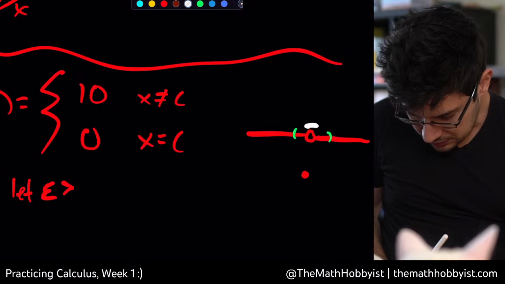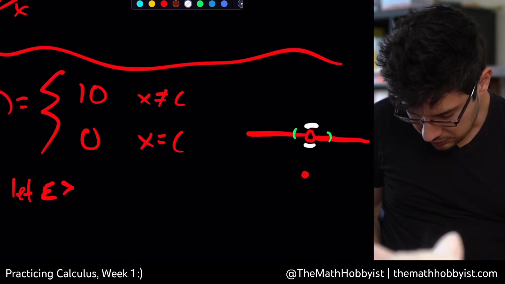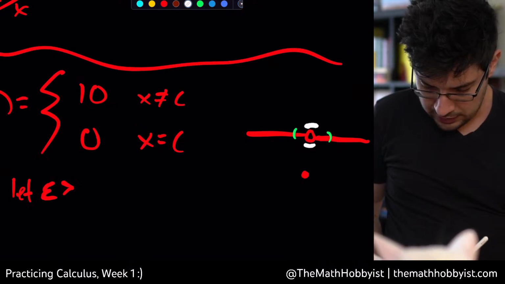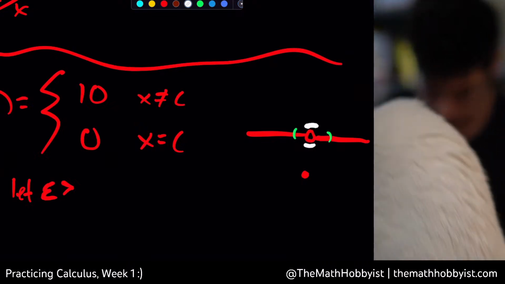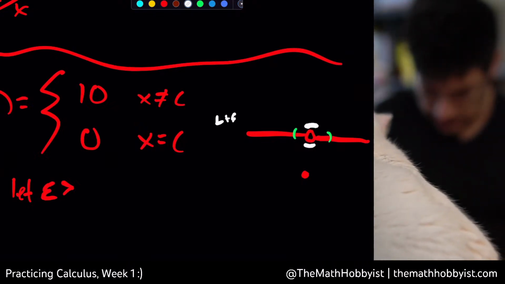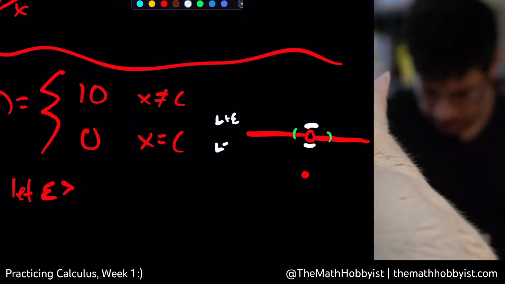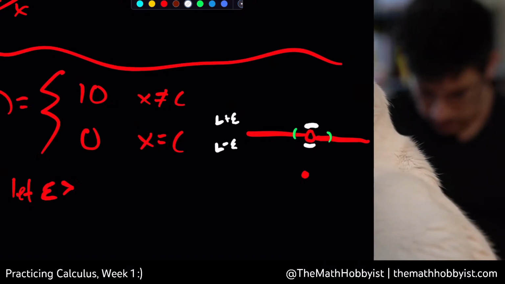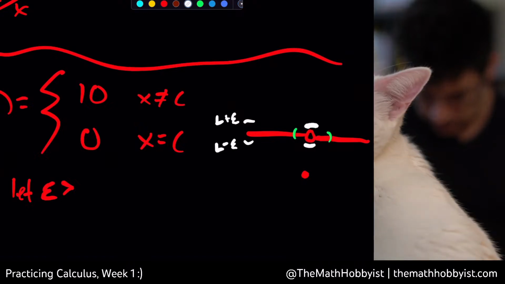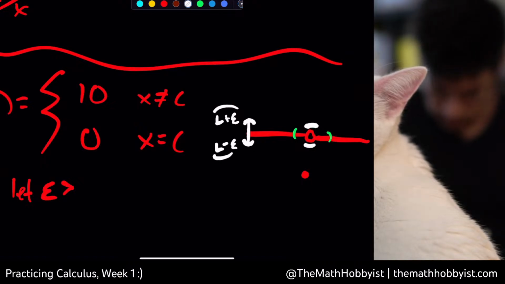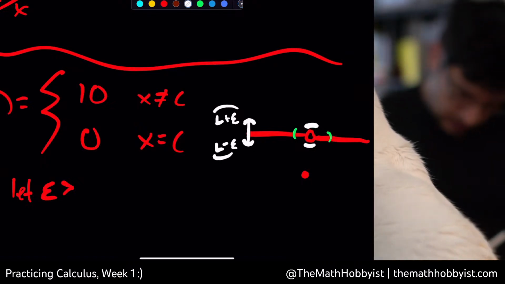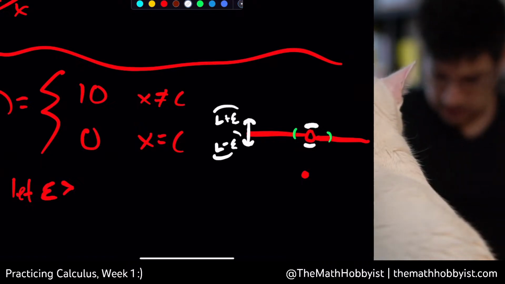Let's use white. Okay, so in this small interval, this is L plus epsilon, some tiny, tiny number, and L minus epsilon. We have this small interval of y values, L minus epsilon to L plus epsilon. I don't know if that's helping or not.